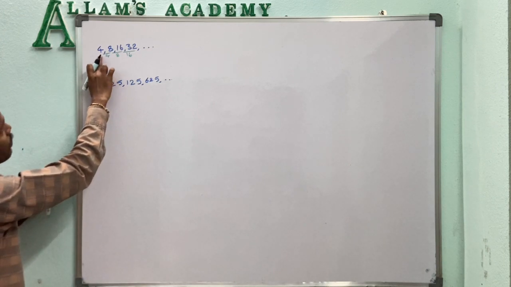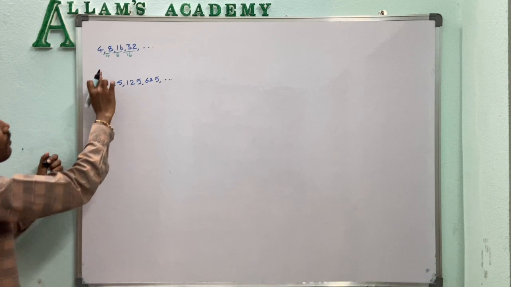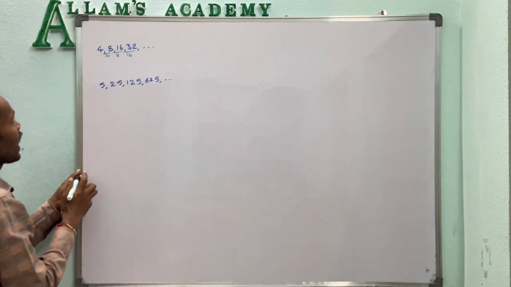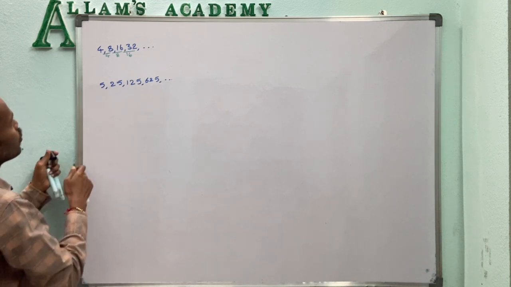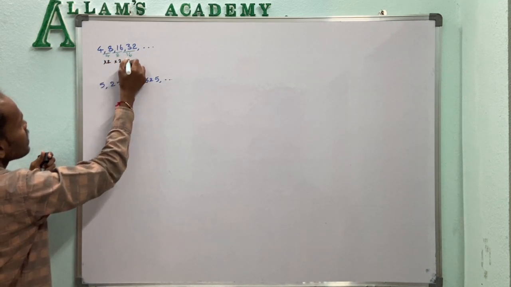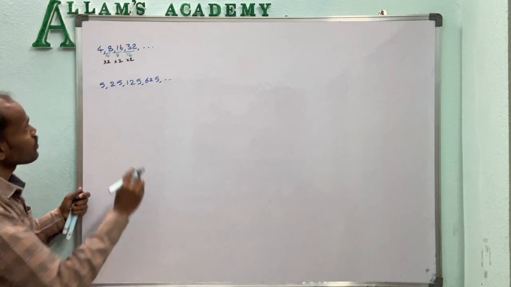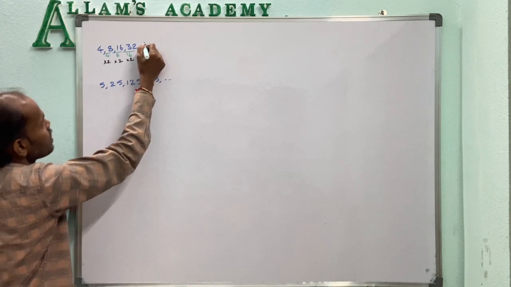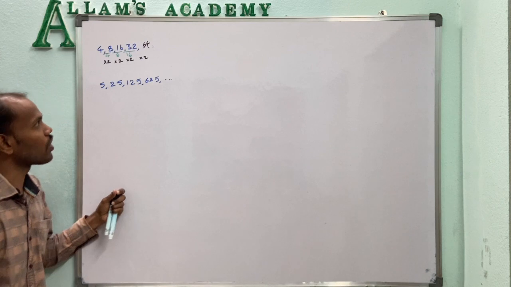How? From 4 to 8, we multiply 4 by 2 and get 8. Now that 8 is multiplied by 2, and we get 16. Now 16 is multiplied by 2, and we get 32. So the next term we can expect is 32 times 2, that is 64.